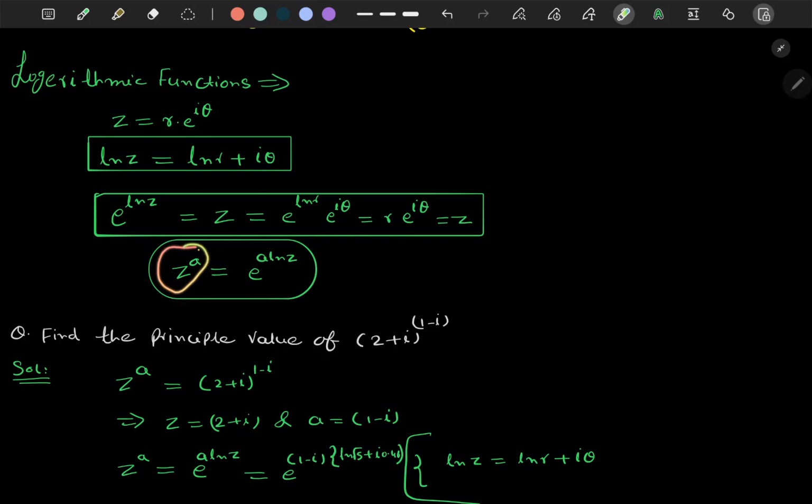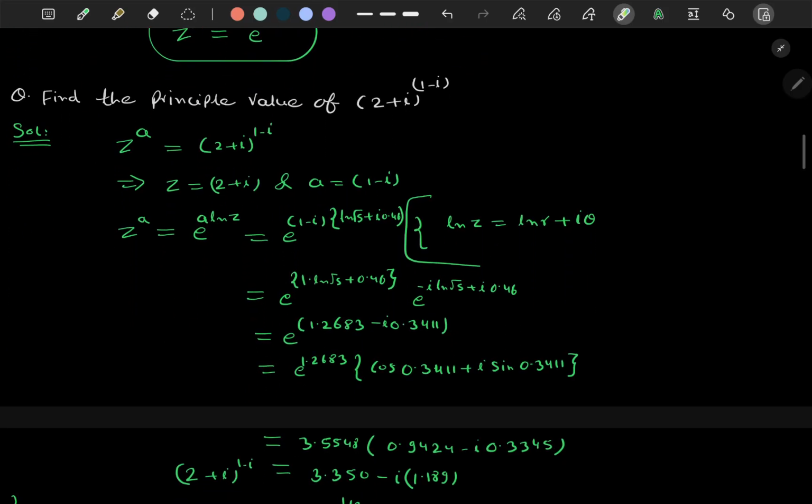Because if z raised to power a, then you must know that z raised to the power a will be equal to e raised to a ln z. Okay, z raised to the power a will be e raised to ln z, whole raised to the power a, and a will be coming in front. So find the principal value of z equal to 2 plus iota to the power 1 minus iota.